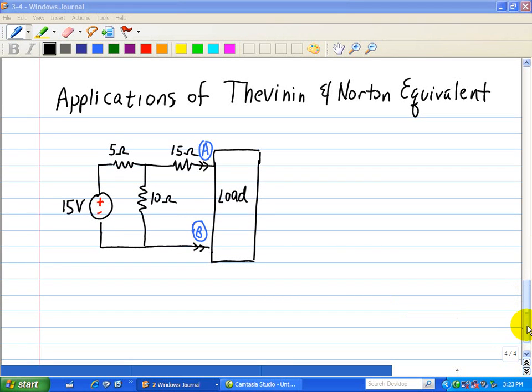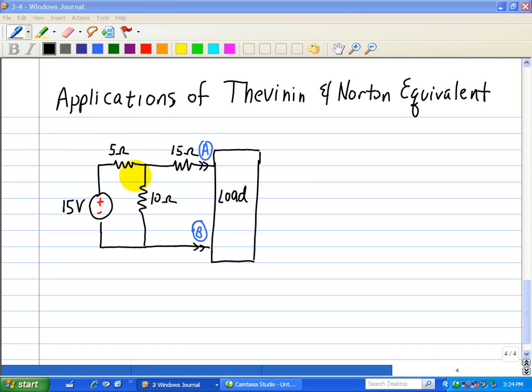Okay, let's apply the Thevenin Norton equivalent to this example. Everything to the right of the A and B terminals is the load, everything to the left is the source. And we want to replace the source circuit with a single voltage source and a single equivalent resistance.